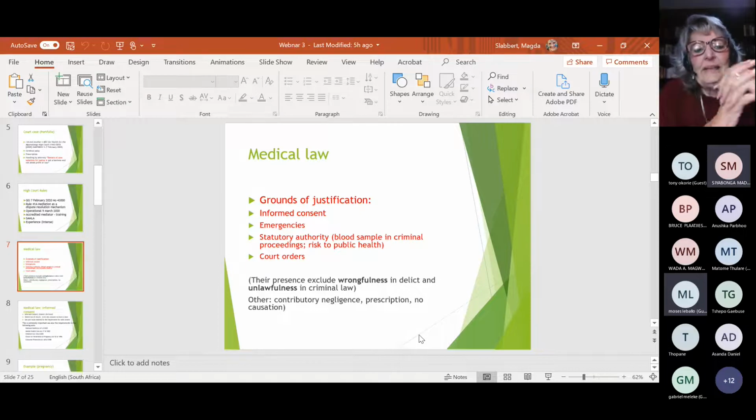And the first one is that the patient gave informed consent, and I will elaborate on that, or the doctor or hospital acted in an emergency situation.